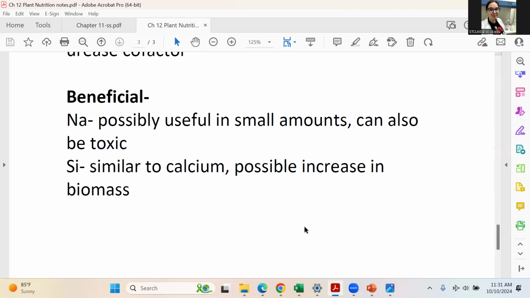All right, other beneficial elements. Sodium is possibly useful in small amounts, but it can also be toxic. Of course, we've talked a lot about how sodic soils are not suitable for most crops. And silicate plays a similar role to calcium in strengthening the cell wall and may lead to a possible increase in biomass.